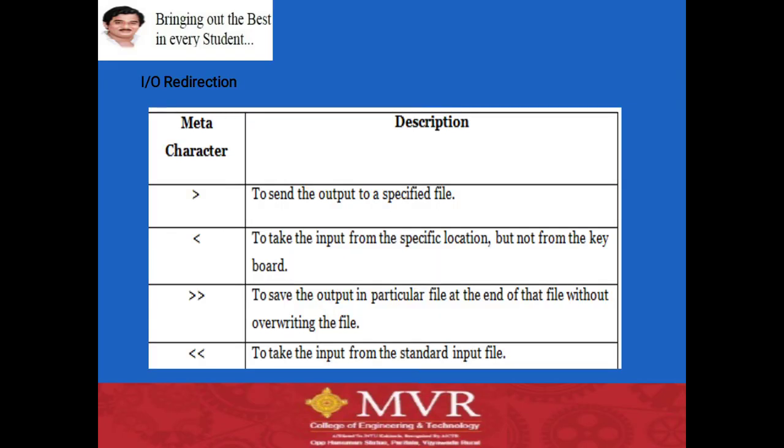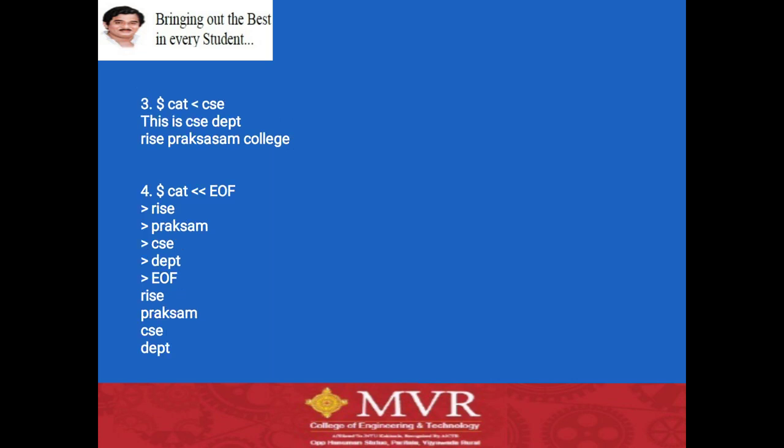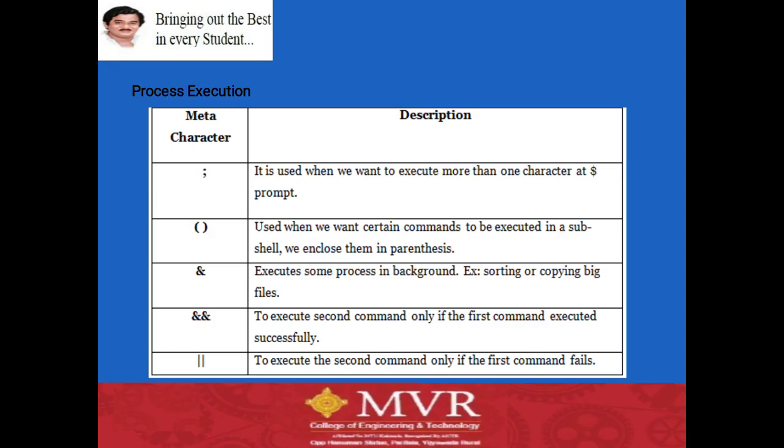Similarly, we have seen the IO redirection meta characters: greater than, less than, double greater than, double less than, all these things. And we have seen how we can store the output of a command into a file, something like that. And similarly, we have also seen how we can take the input other than keyboard, that is, we can also take the input from a file, that also we have seen with some examples.